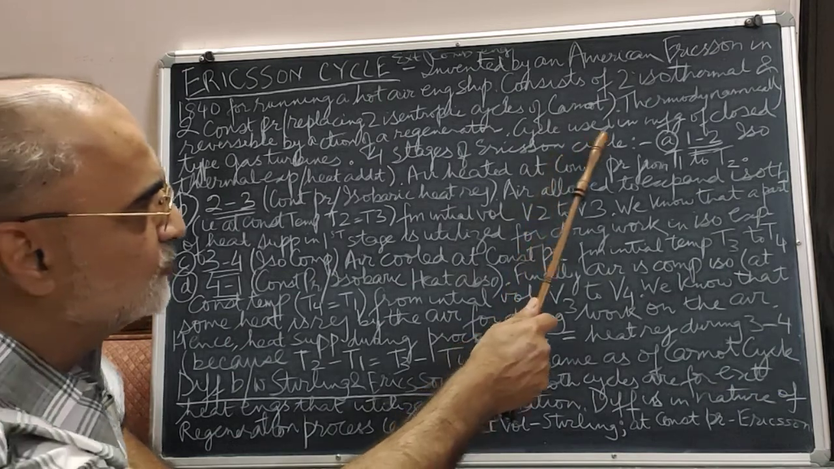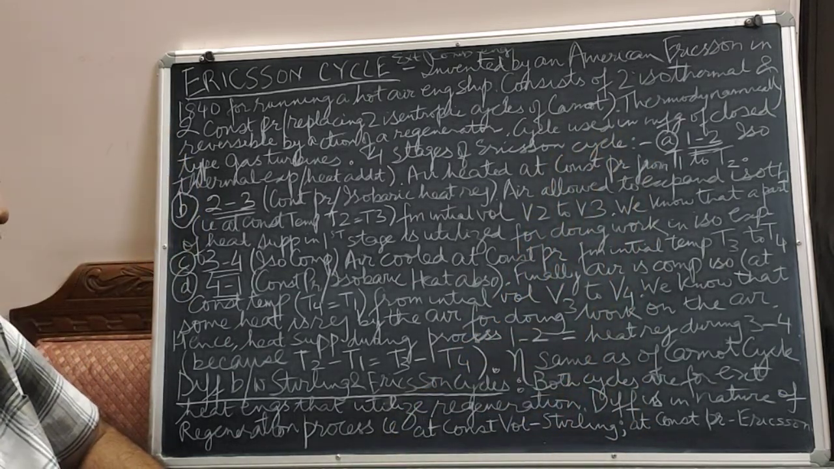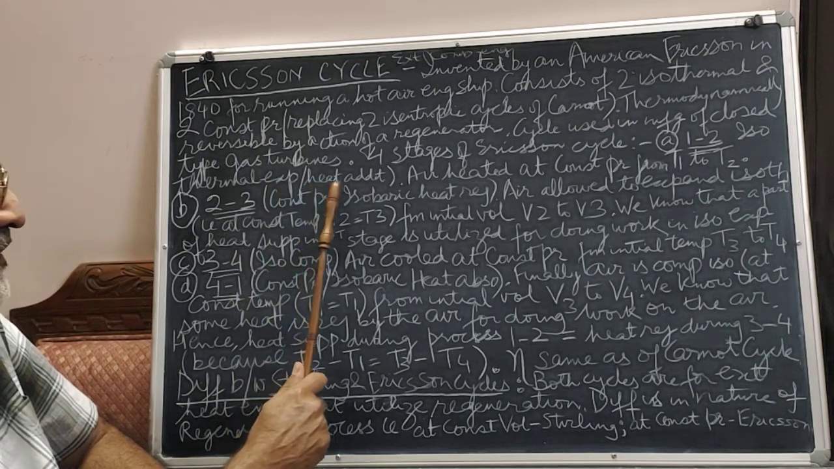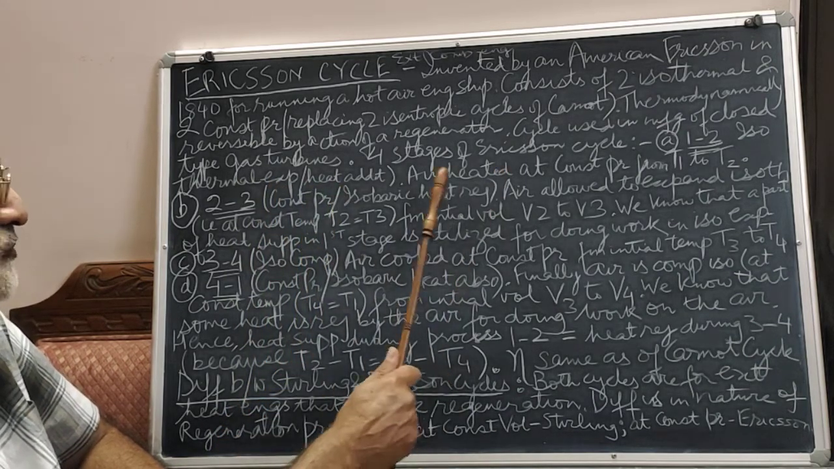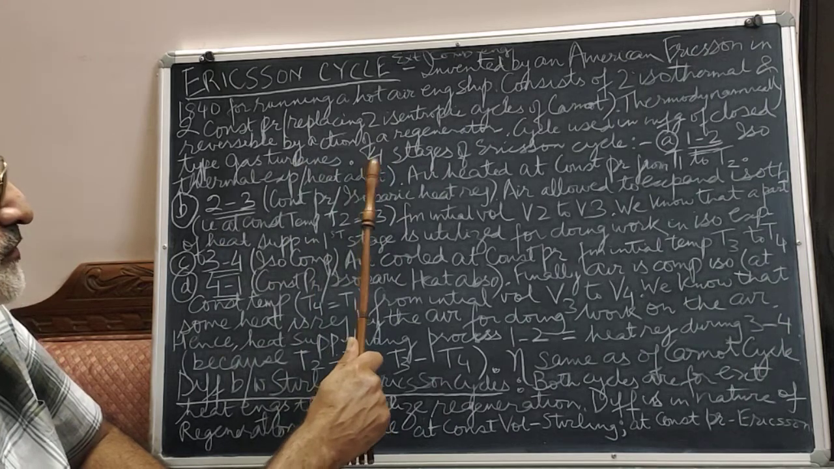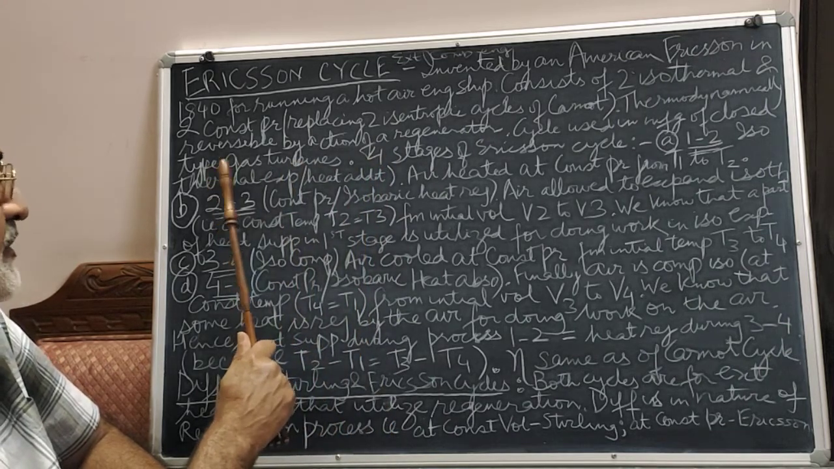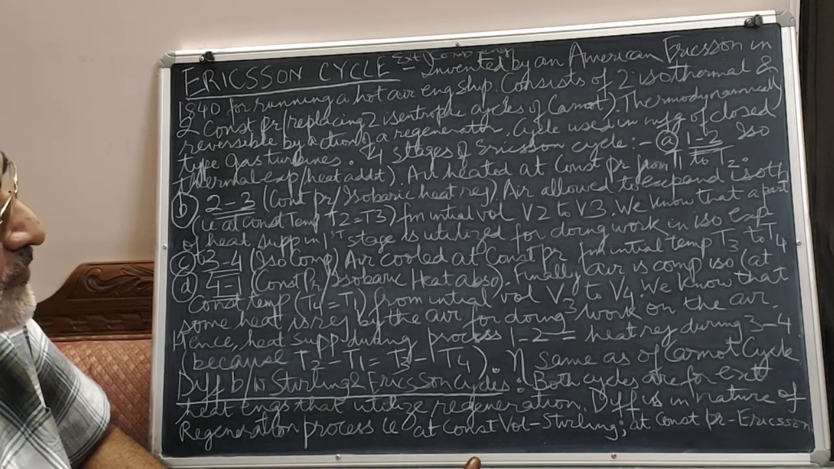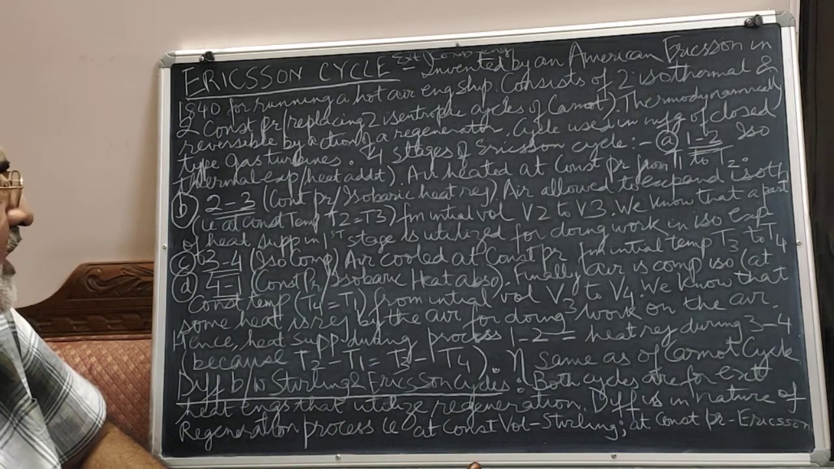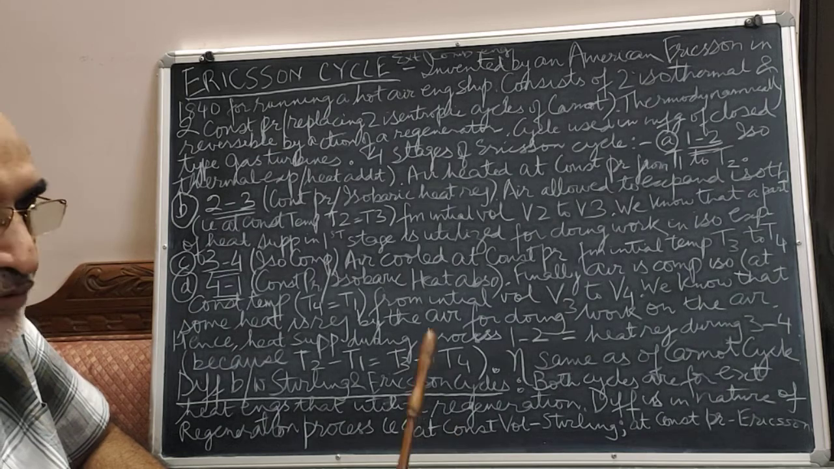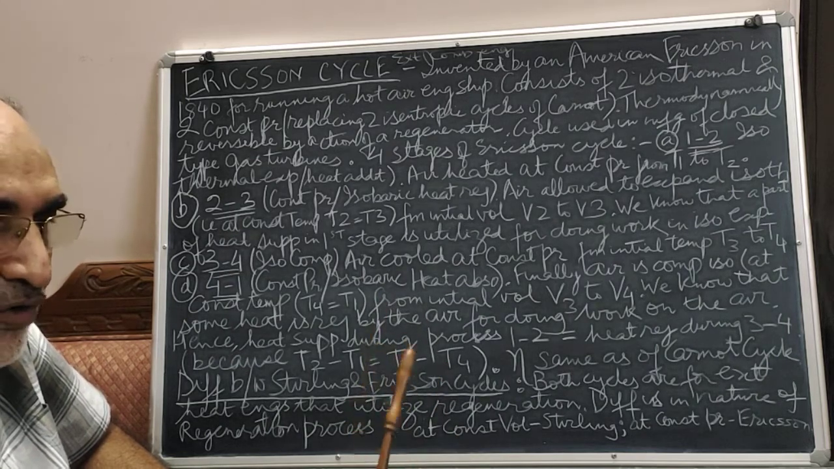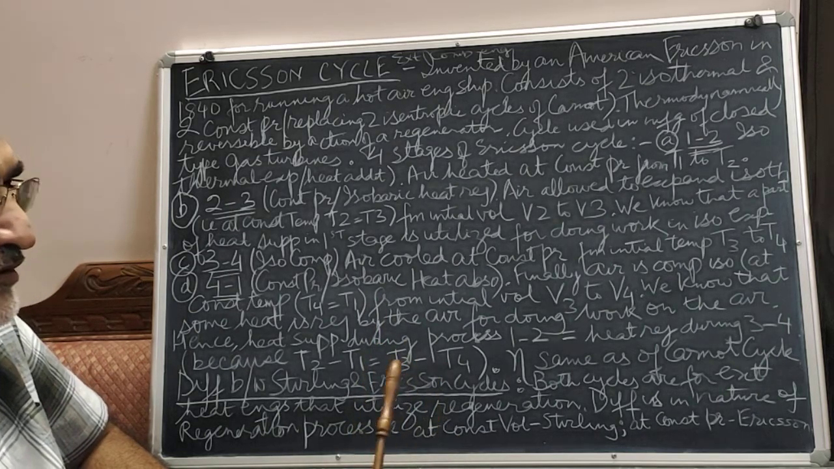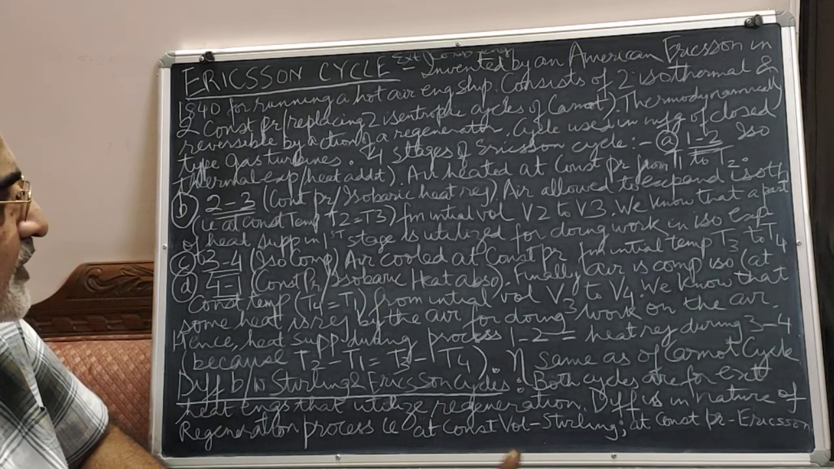The cycle is used in the manufacture of closed type gas turbines. The fluid remains, in this case also, enclosed in the system. It does not go outside.